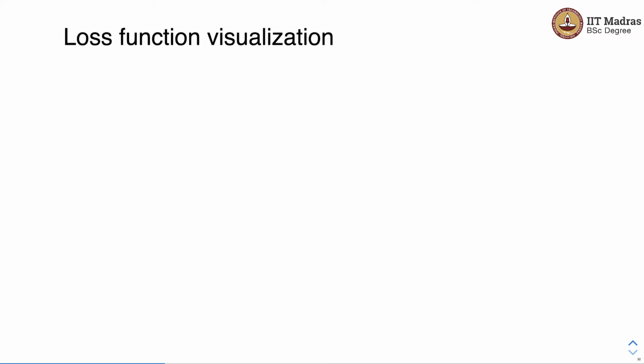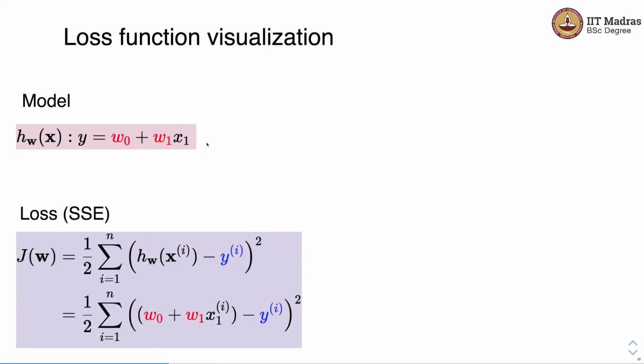So let us visualize the loss function. Let's see how this loss function looks. In order to visualize the loss function, we'll select a simple model containing a single feature. So our model is y equals w0 plus w1 x1. It has two parameters or two weights, which are w0 and w1.